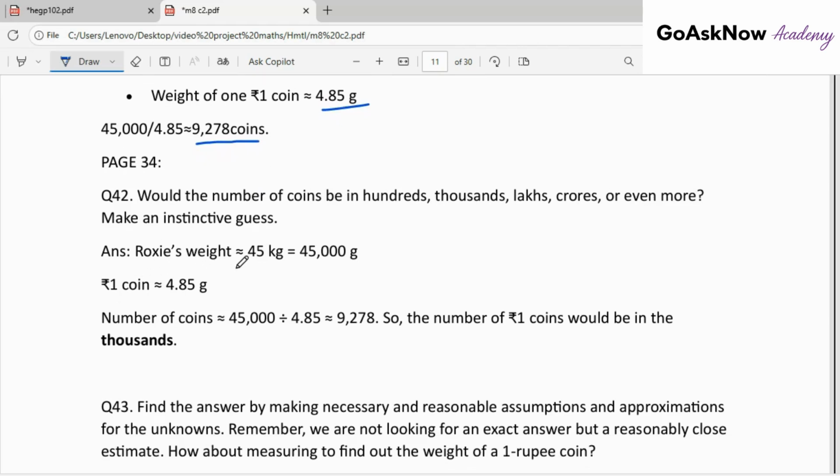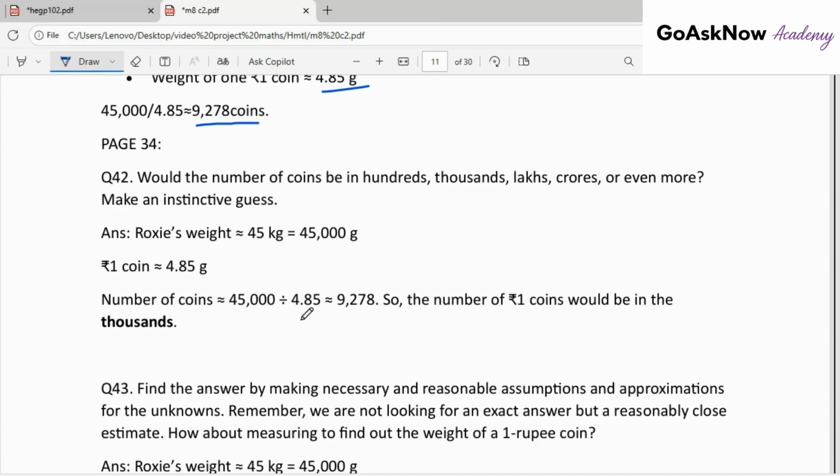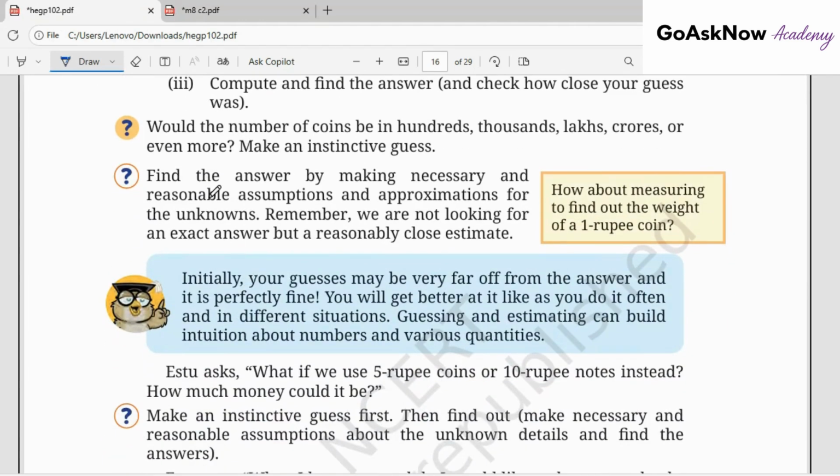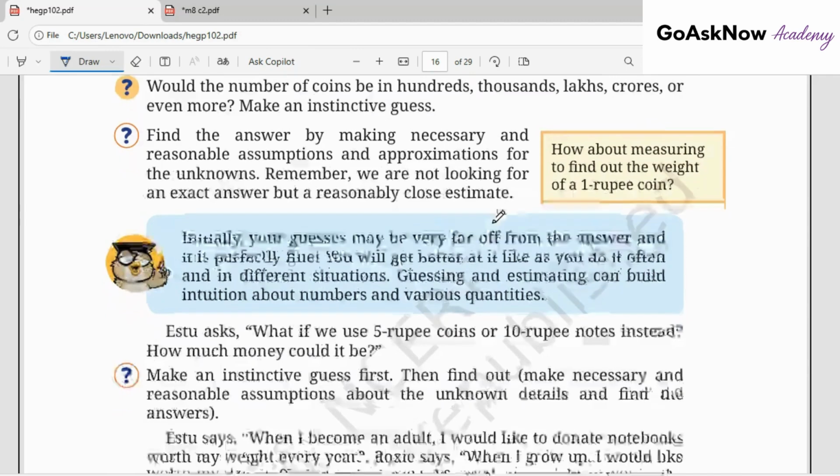Next, Roni's weight is 45 kg, which is 45,000 grams. One coin is 4.85 grams. Number of coins is 45,000 divided by 4.85, which is equal to 9,278. So the number of 1 rupee coins would be in thousands. Find the answer by making necessary and reasonable assumptions and approximations for unknowns. Remember, we are not looking for an exact answer but a reasonably close estimate.